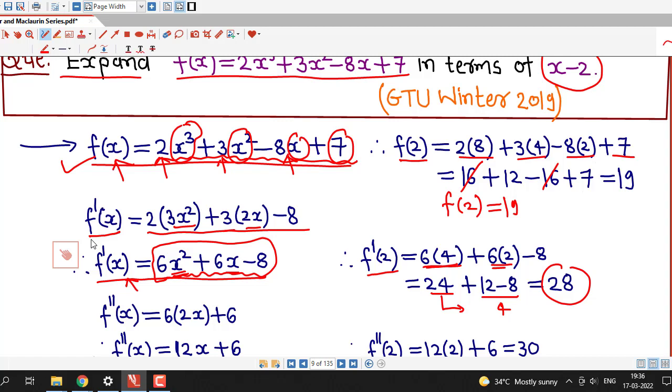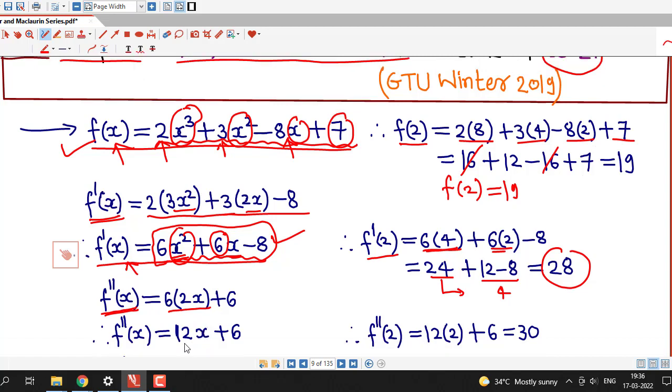Now we again differentiate f dash x with respect to x to obtain the second derivative. f double dash x is the derivative of this right hand side. 6 as it is, derivative of x square is 2x, plus 6 as it is, derivative of x is 1, minus 0. So finally we have the second derivative is 12x plus 6, and the value of this second derivative at x equal to 2 is equal to 12 times 2 plus 6, which is 24 plus 6, and that is 30.